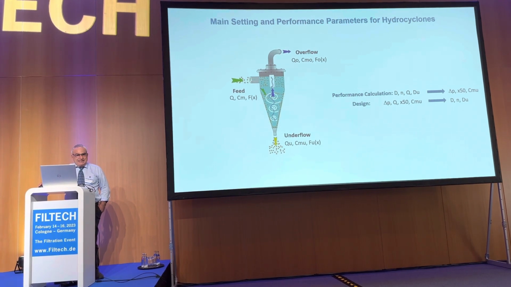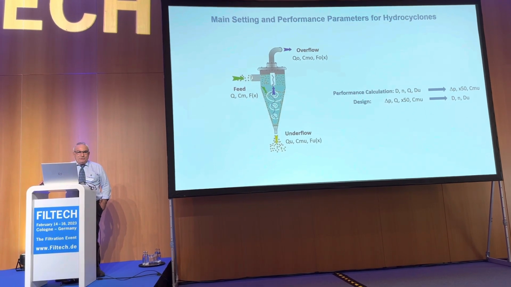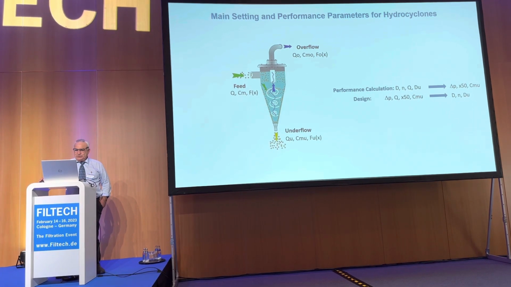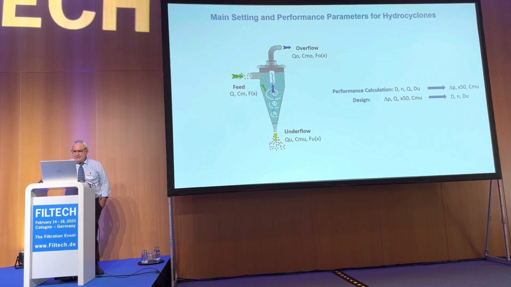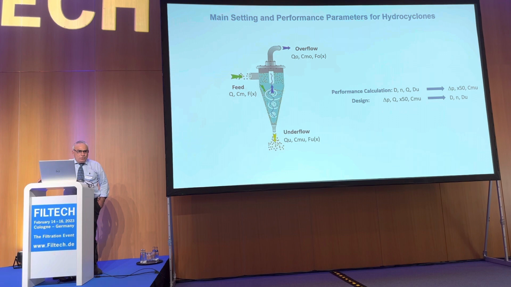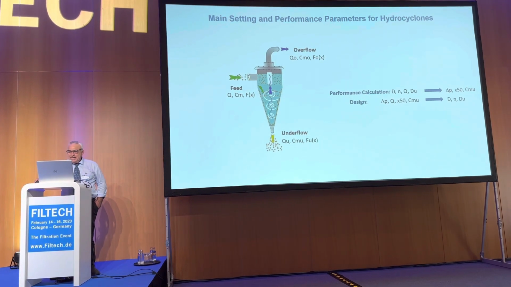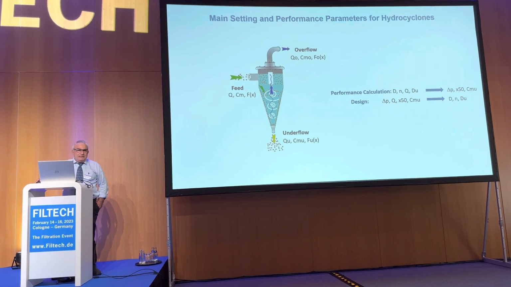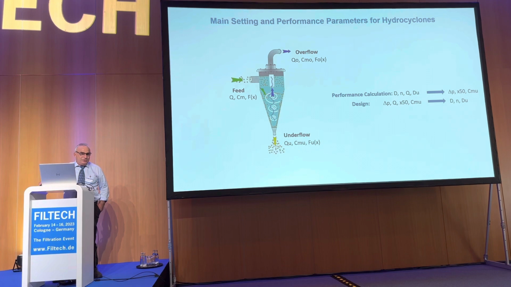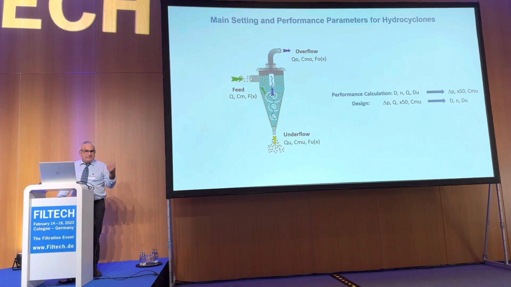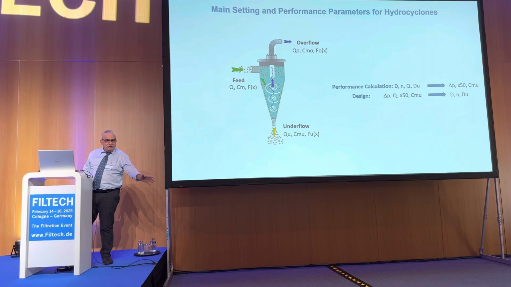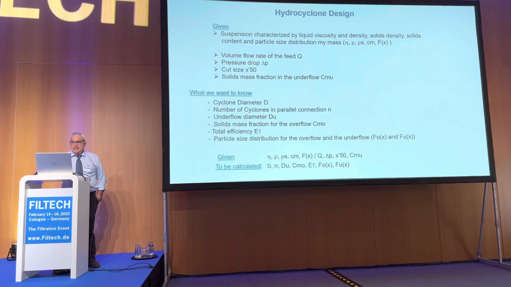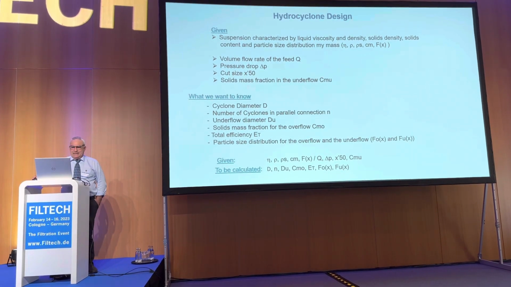Another option is the standard calculation or the performance calculation, you have the hydrocyclone, you have the number of hydrocyclones in parallel connection, you have the feed flow rate, and you have the underflow diameter of the apex. And then you want to calculate what is the pressure drop, what is the cut size, and what is here the solid mass fraction. Okay? These are two approaches. Is the standard calculation having the apparatus, or the design, I want to know the diameter and the number. And you see a typical design here.